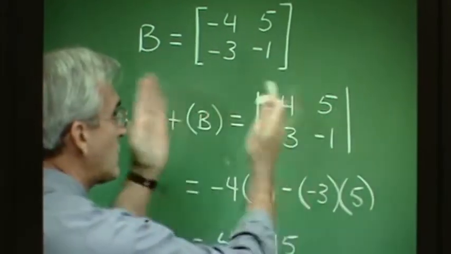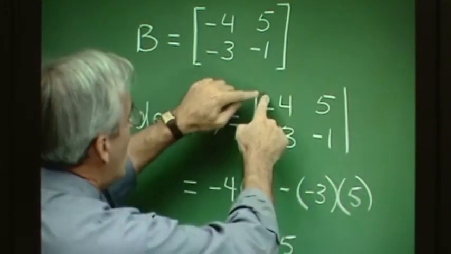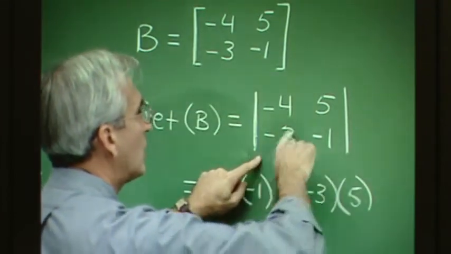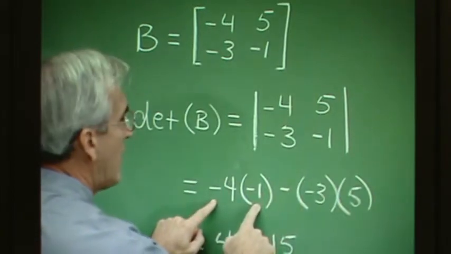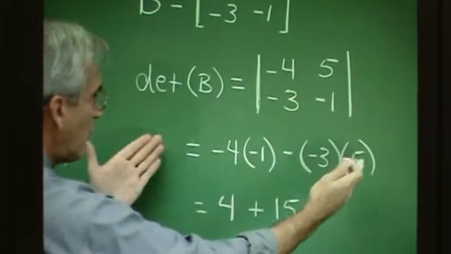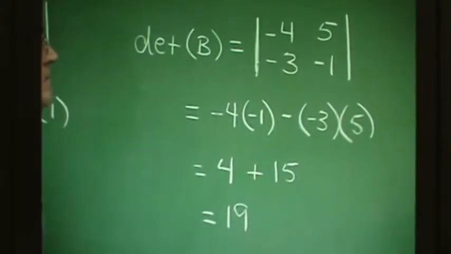It's one of these or the other. We don't have to use both. But the calculation is made by multiplying along this diagonal and then subtracting the product along the other diagonal. So it's negative 4 times negative 1 minus negative 3 times 5. Just write down what you're doing and then simplify carefully. We find the determinant to be 19.